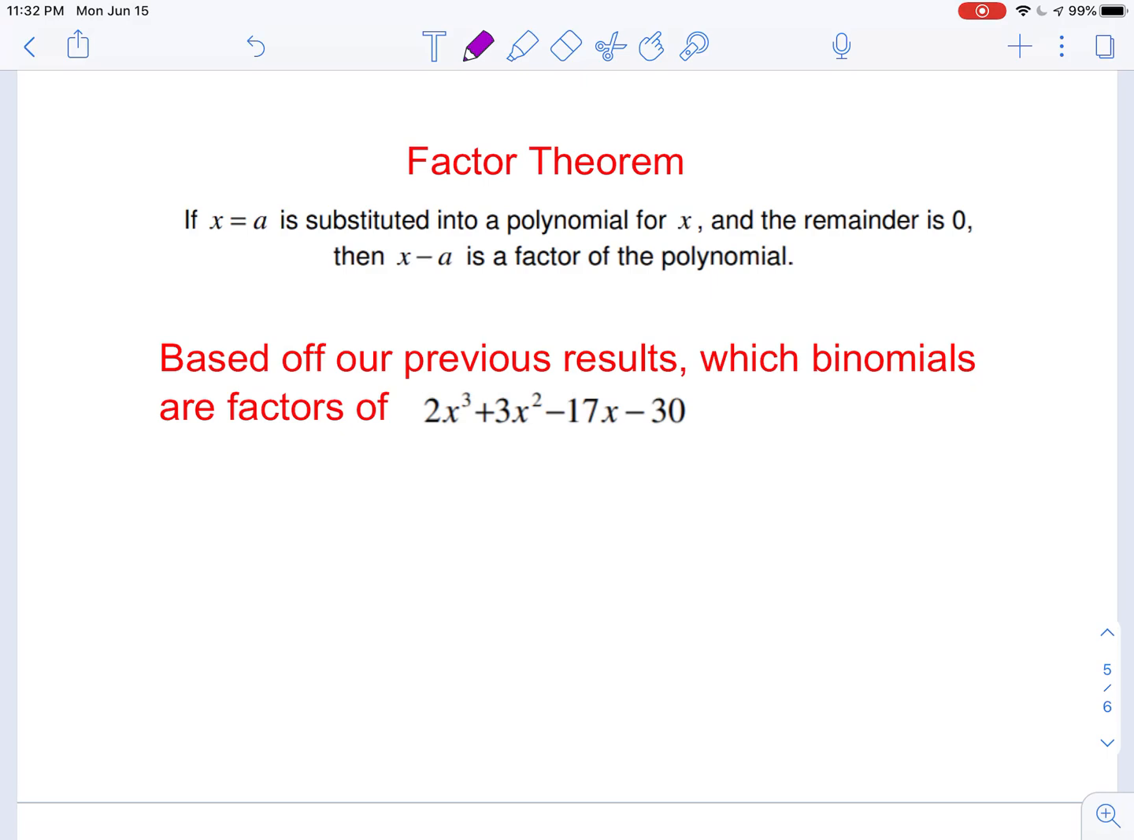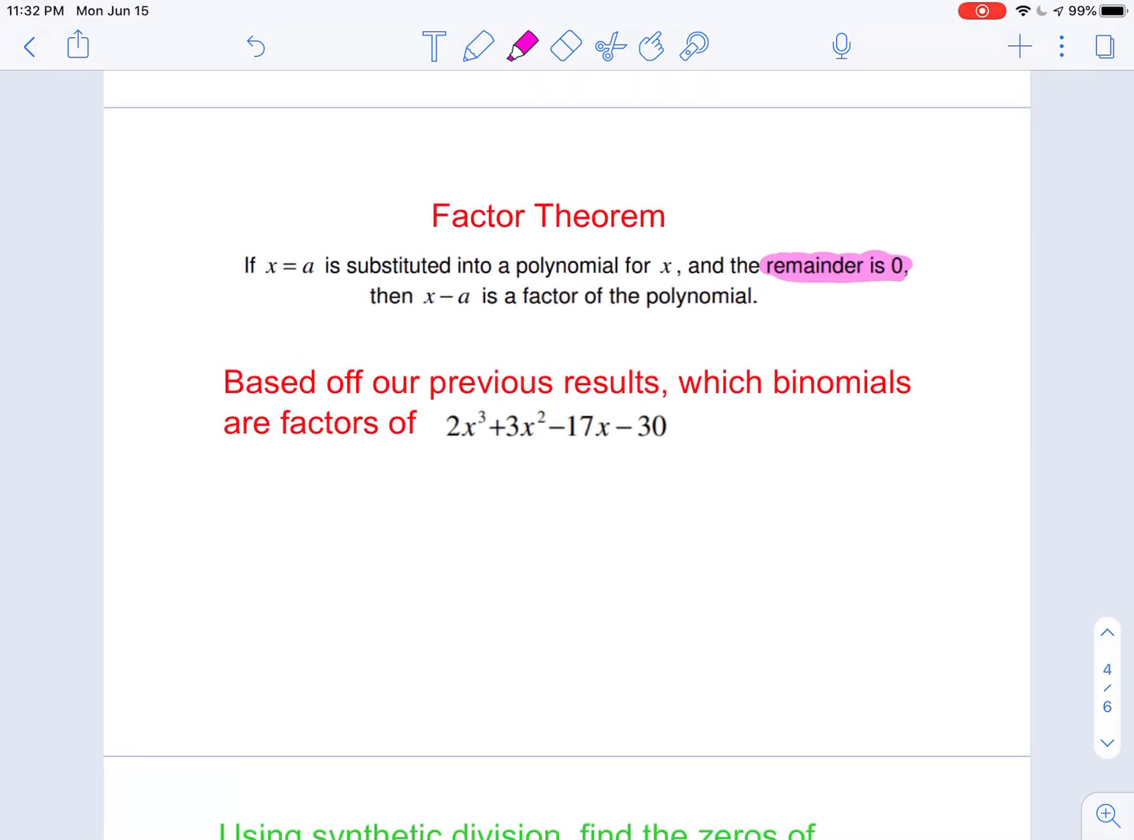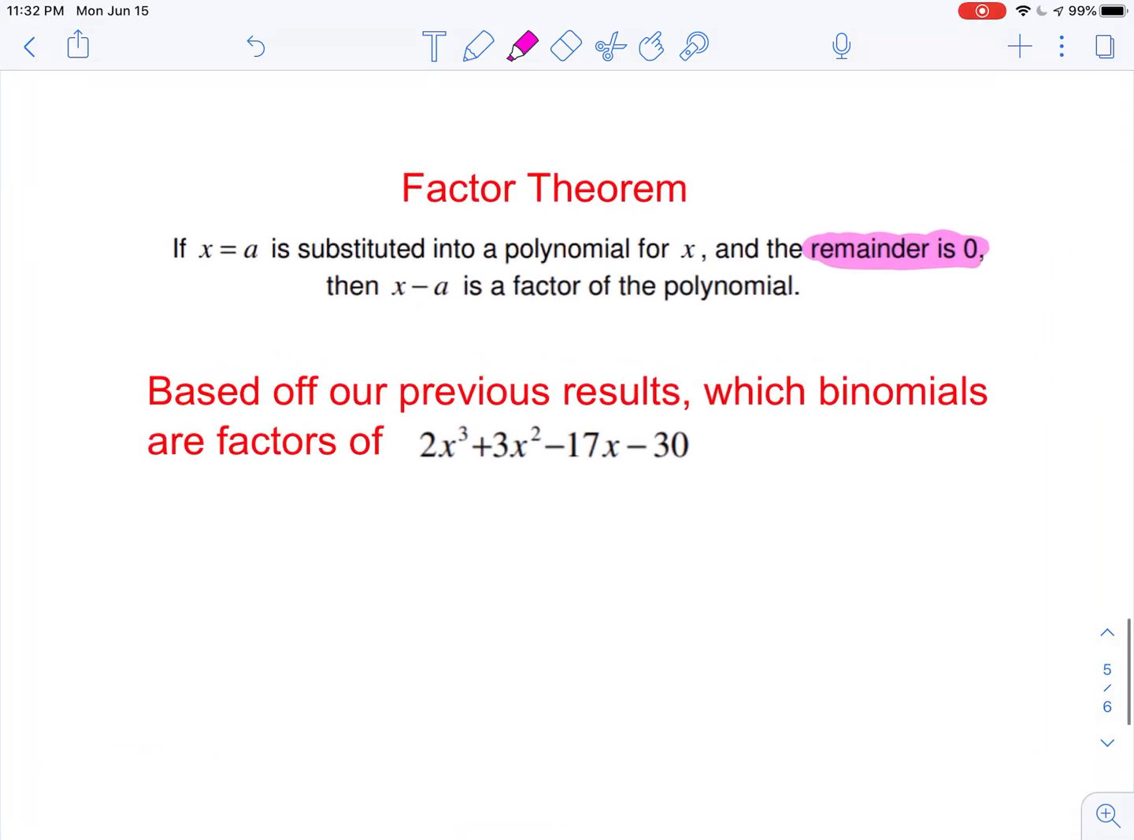So basically, the factor theorem states that if you apply the remainder theorem and you see that the remainder is 0, then that particular binomial is a factor. Okay, so what do I mean by that? Well, based off our previous results, which binomials are factors?